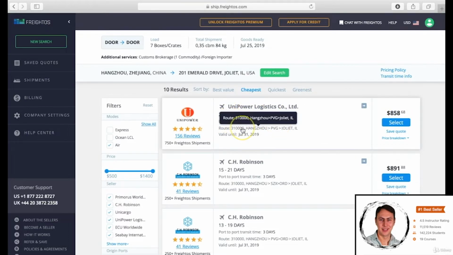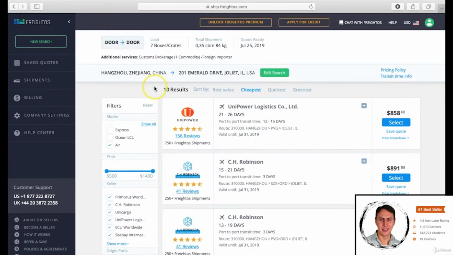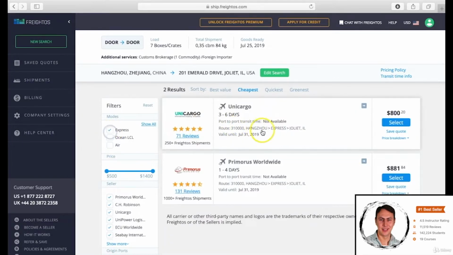Let's have a look for air shipping. How much are these ones? The cheapest one is $858, and it takes 20 to 26 days. You should calculate these days seriously.